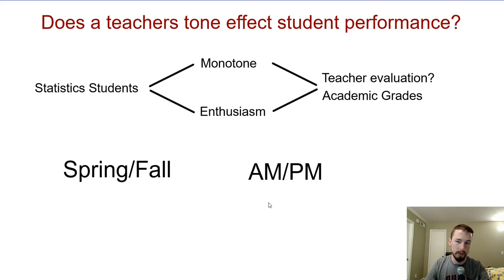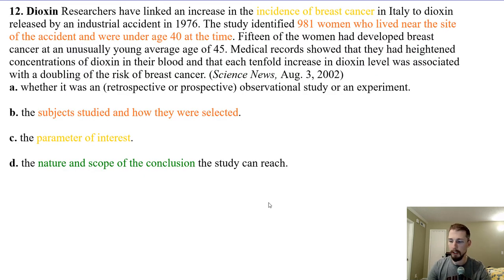So lots of different ways to do that. Let's go ahead and look at the assignment, so not too much to do. Number 12 is dioxin. Researchers had linked an increase in the incidence of breast cancer in Italy to dioxin released by an industrial accident in 1976.